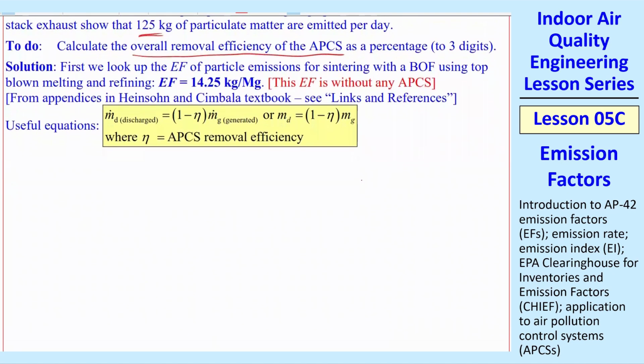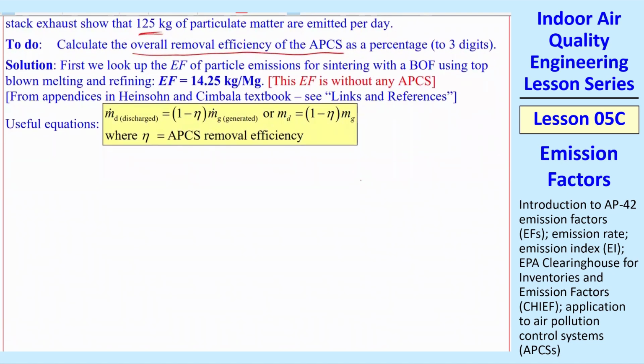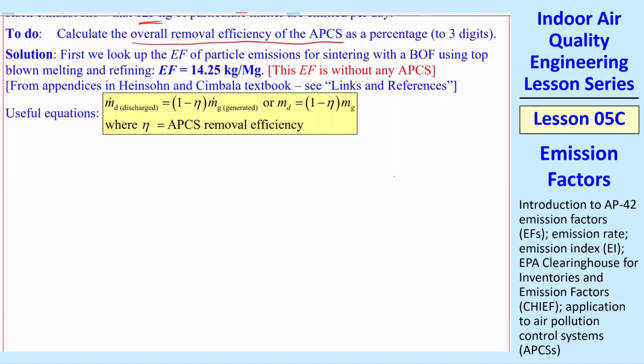So first thing is to look up the EF, and I'm not going to show you that. Do that on your own. Make sure you can Control F and look up some of these keywords and find it. It was 14.25 kilogram per megagram.